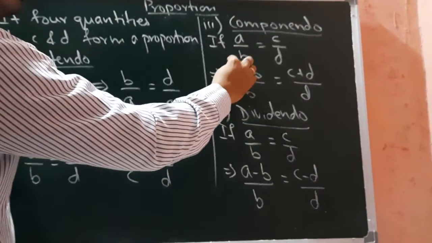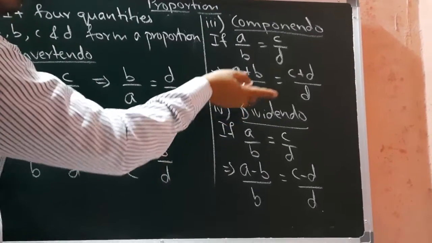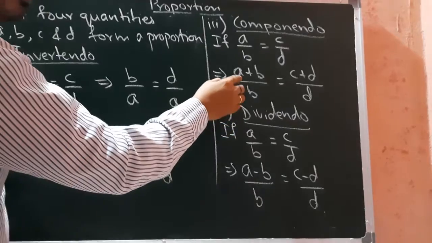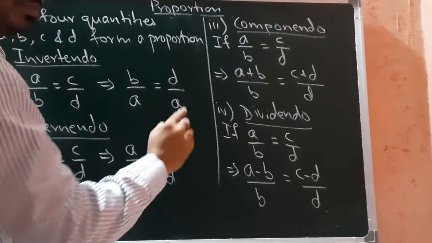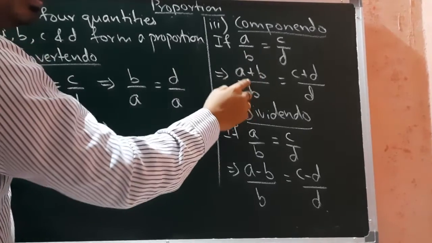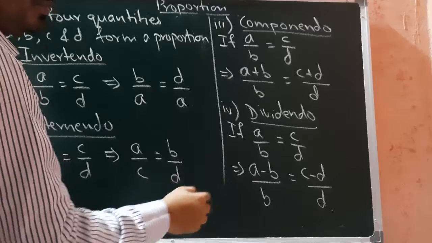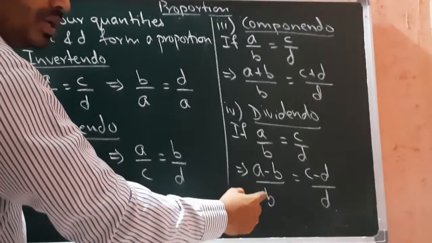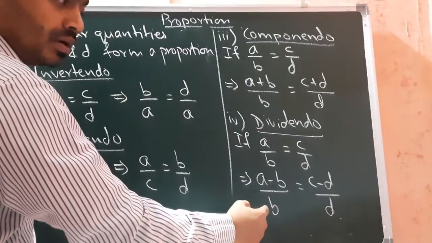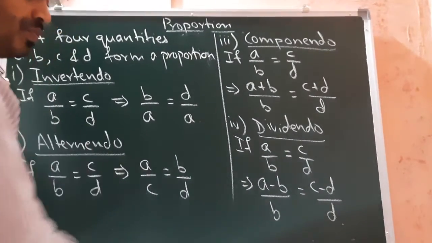Componendo: again the four terms which are in proportion, when you are adding your denominator to the numerator on both the sides, we say componendo. And when we are subtracting the denominator from the numerator on both the sides, we say it is dividendo.